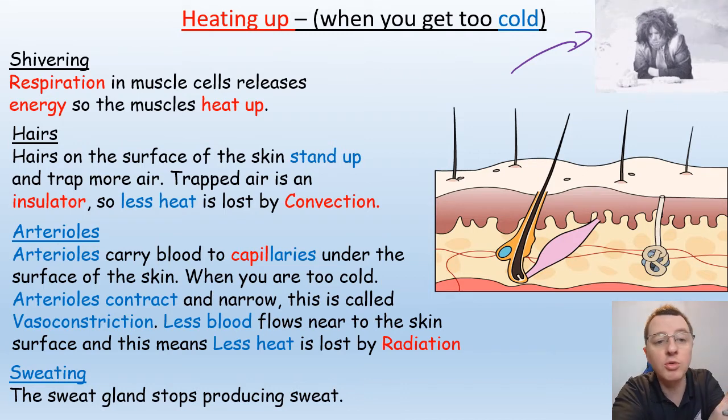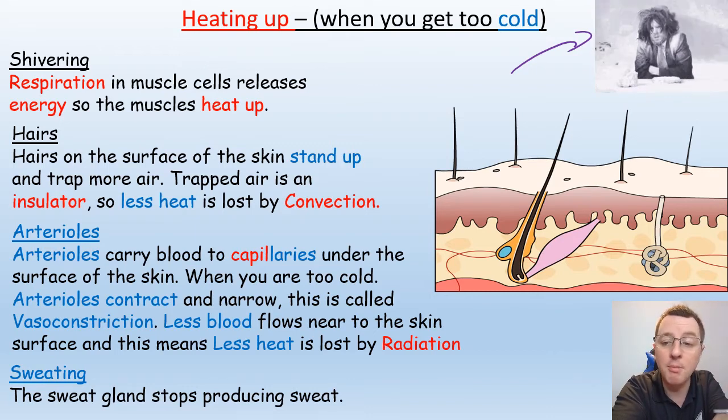You may also notice that hairs on the surface of the skin will stand up. This is to trap more air because trapped air is an insulator and therefore less heat is lost through convection to the surrounding air in the atmosphere close to your body.